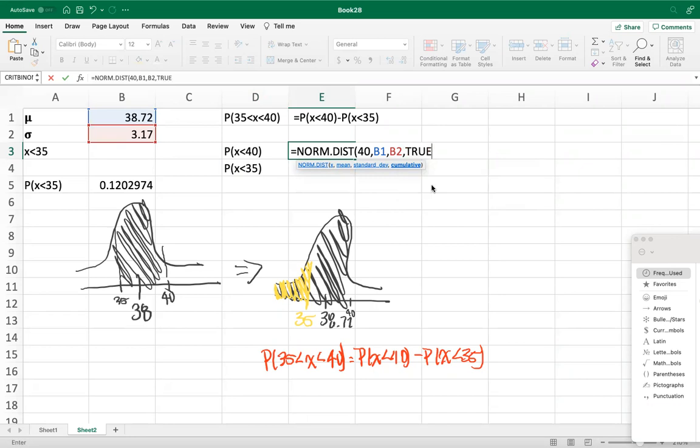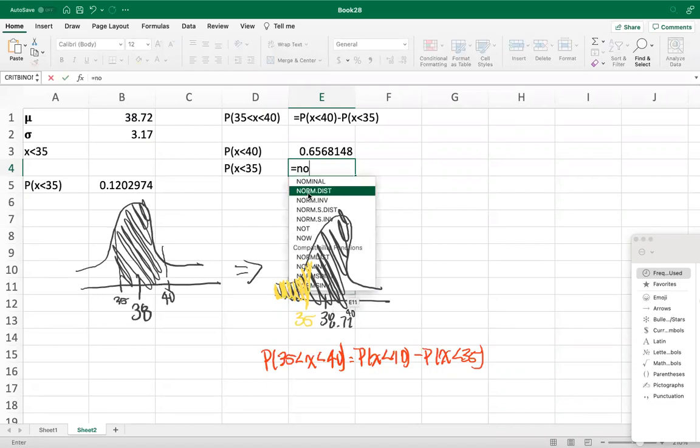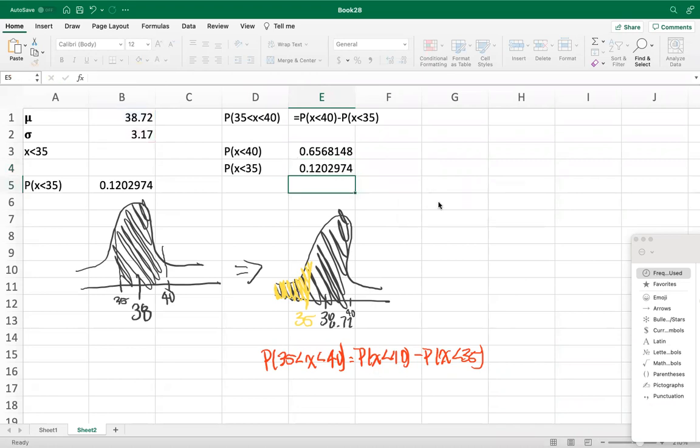Cumulative is always going to be true for a normal distribution. And that's this area up to 40, so it's all of this black shaded region. Now we have to find this yellow shaded region to see how much we take off. So again, a normal distribution: this time X is 35 with a mean of 38.7 and a standard deviation of 3.17, cumulative true. And lastly, to finish this off, the probability of 35 less than X less than 40.